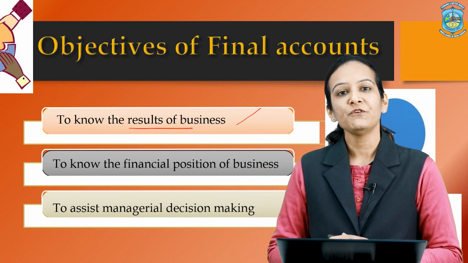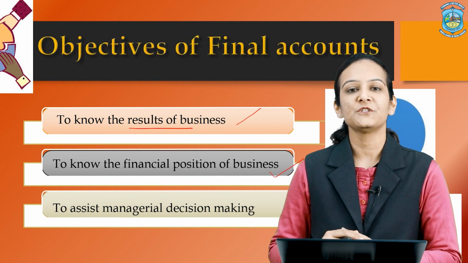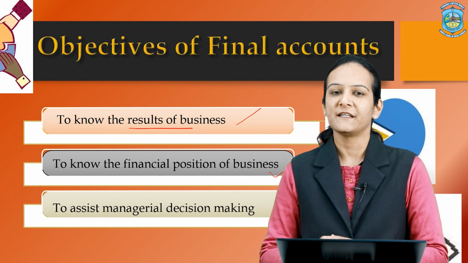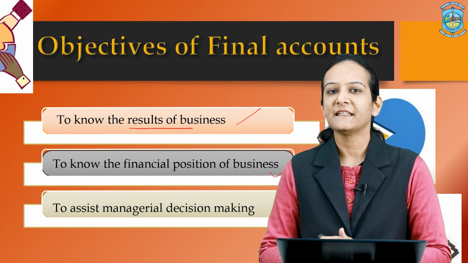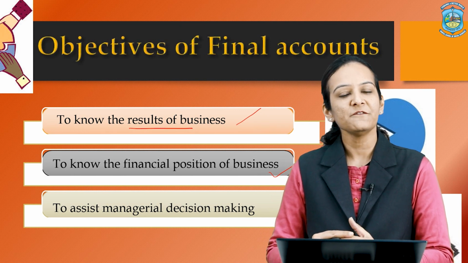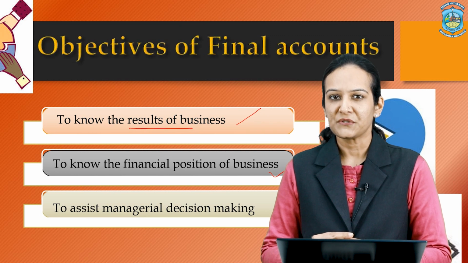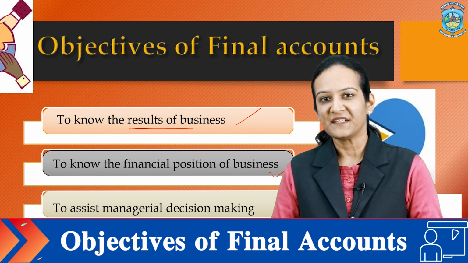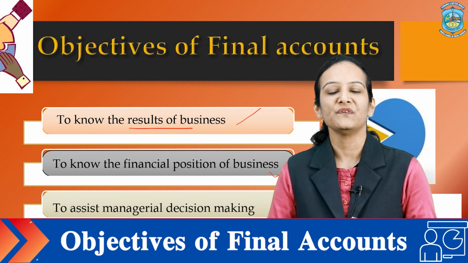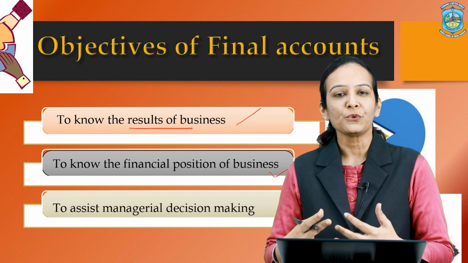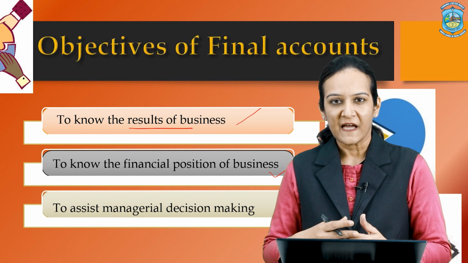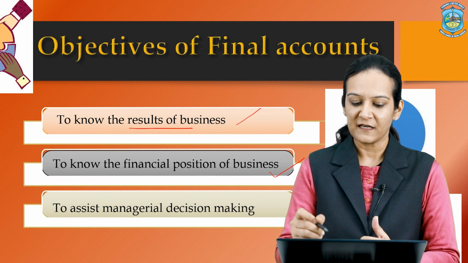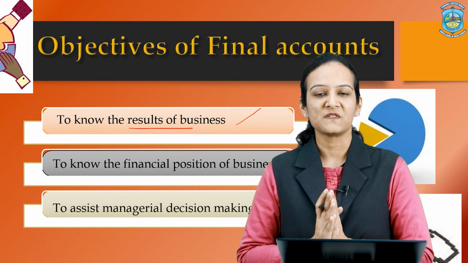The second objective of final accounts is to know the financial position of the business. There is a very important statement that helps us to understand the financial position of the business, and that is the balance sheet. With the help of balance sheet, you could understand the position of your business in terms of its assets and liabilities. That is, what is the total amount of liabilities that the business has, and are the assets sufficient to pay off the liabilities or not. So with the help of final accounts, you could know the financial position of the business in terms of its assets and liabilities.